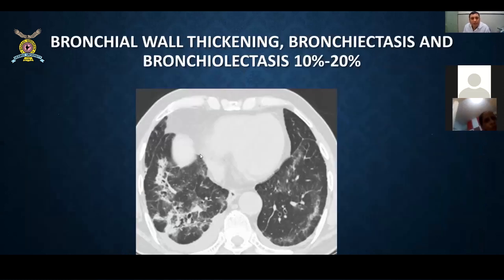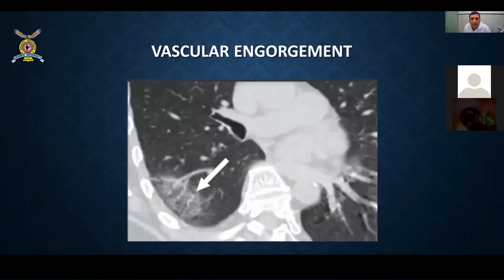In the late stage of the disease, you will see thickening of the bronchial wall, then bronchiectasis and bronchiolectasis. It is seen in around 10 to 20% of patients. The bronchial wall thickening is more commonly seen in the pediatric age group as compared to the adult age group. In the pediatric age group, the disease is more central. In adults, you will see peripheral involvement of the lung, while in the pediatric age group, you will see central involvement of the lung.